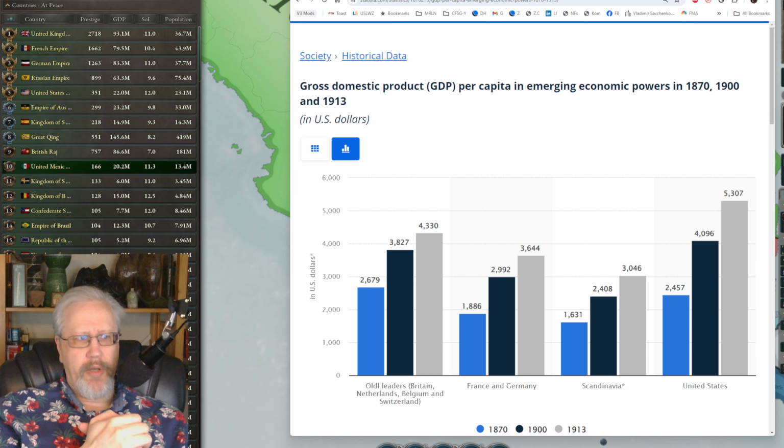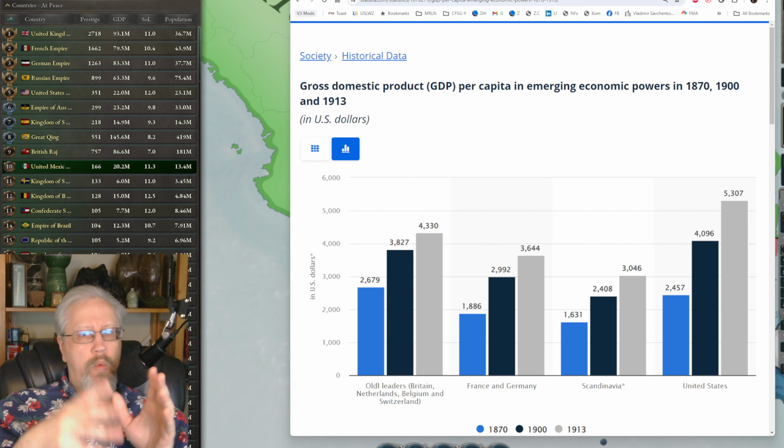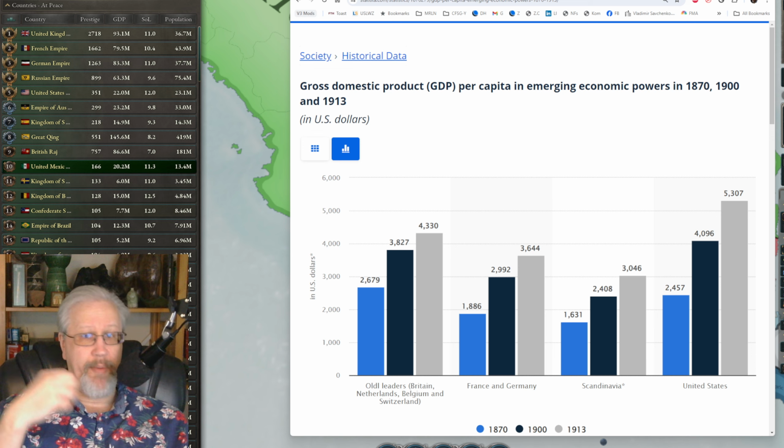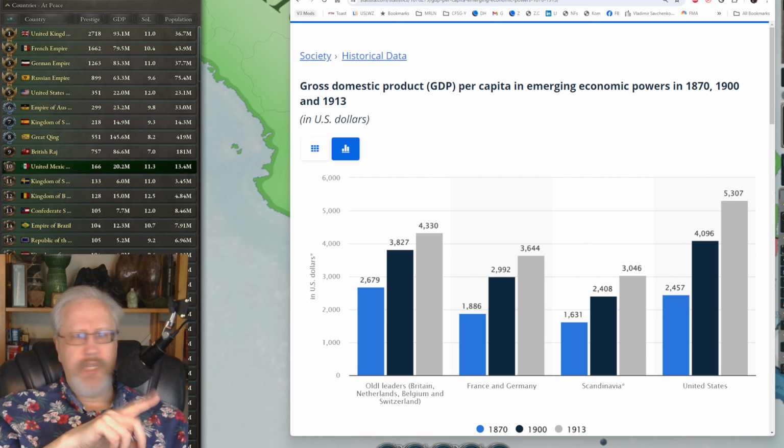This is a chart that shows 2, 3, 4, 5 thousand dollars per capita GDP. This is kind of wow, because in Victoria 3 we don't get thousands of GDP per capita. We get like 1 GDP per capita or 2 per capita. So maybe the way we're counting GDP is not the same way that it's being counted in real life.